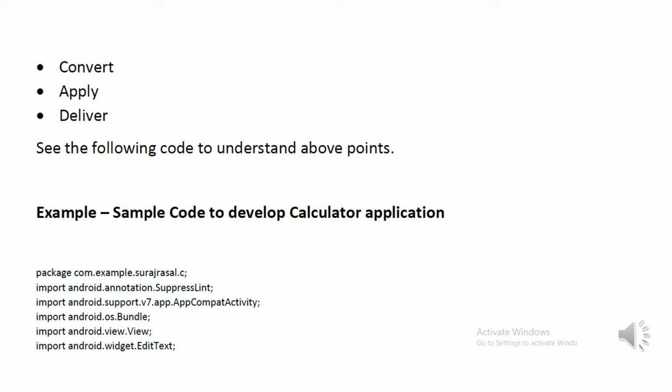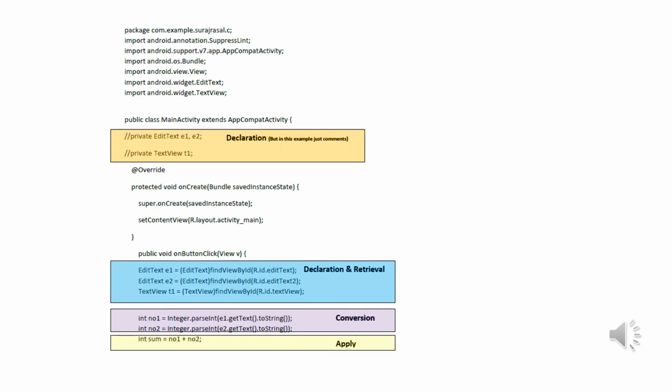Okay, now just see the example. Basically, this is the Java code, that is the MainActivity.java file, for developing an Android application to make an addition of two numbers only. So obviously, first, just try to go through my presentation file.